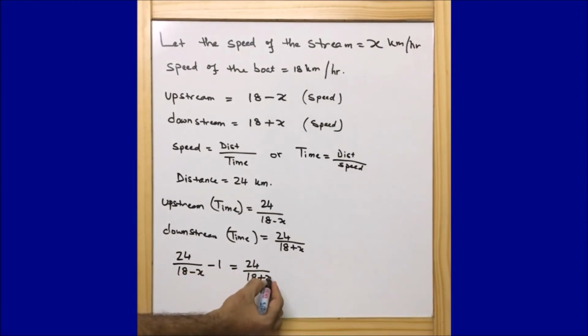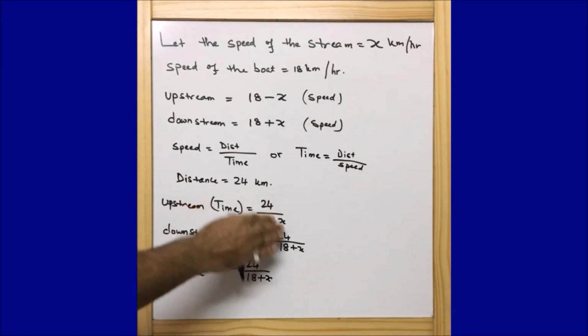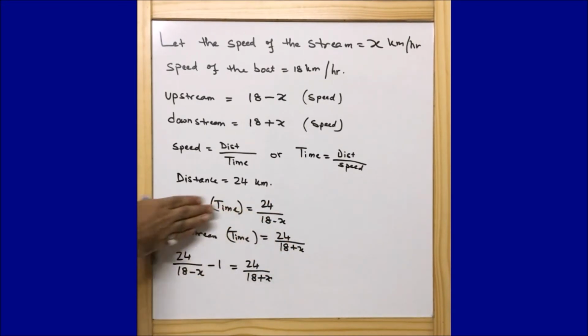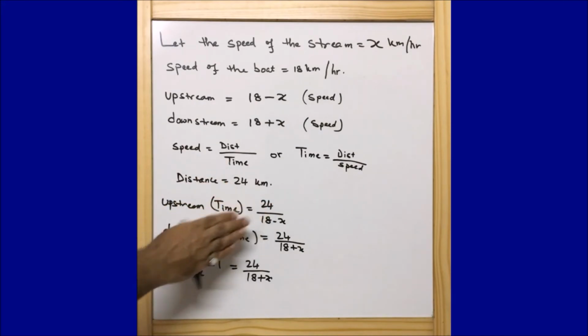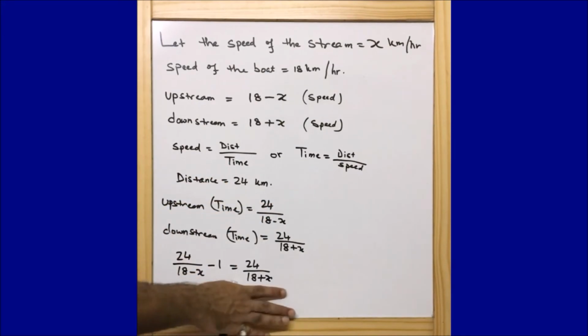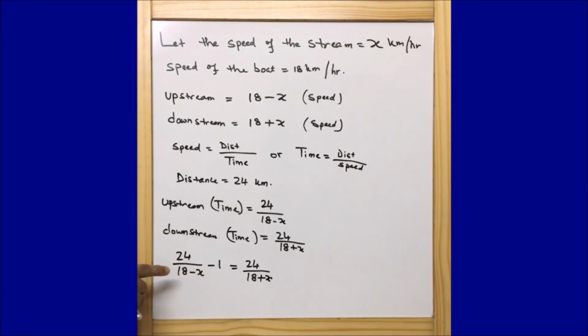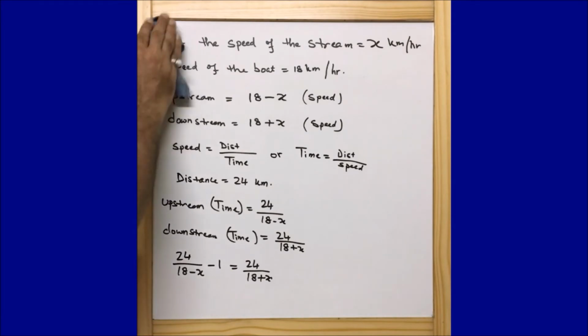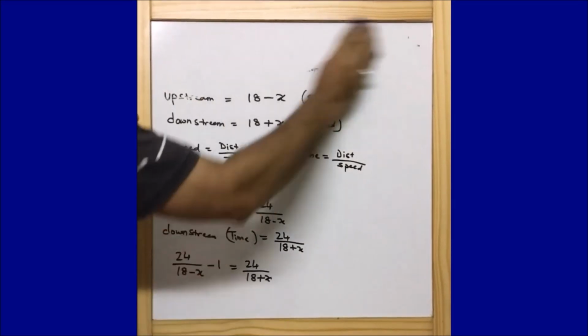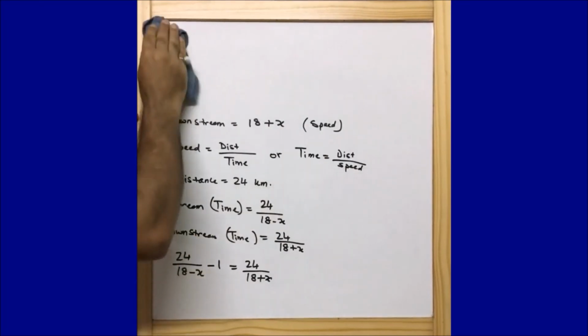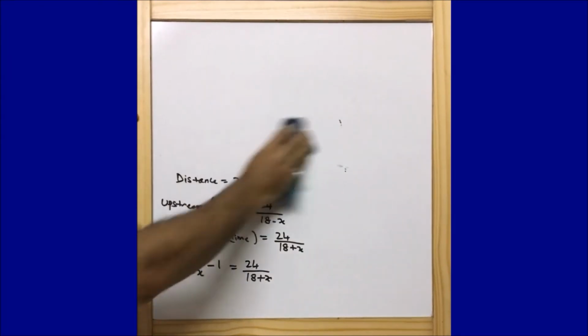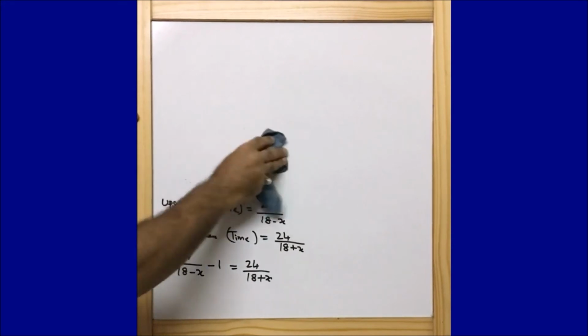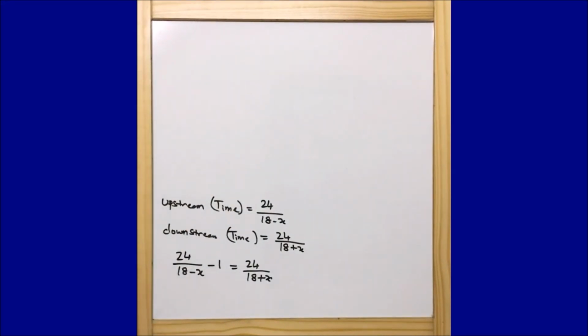I believe till here we are clear what I did, because while going upstream, it takes 1 hour more. That means if I reduce this 1 hour from the upstream time, I will get the downstream time. So for that reason I have written 24 upon 18 minus x, minus 1, is equal to 24 by 18 plus x. Now guys, let us solve this question and see what we are getting. So we got the equation as 24 upon 18 minus x minus 1 is equal to 24 upon 18 plus x.